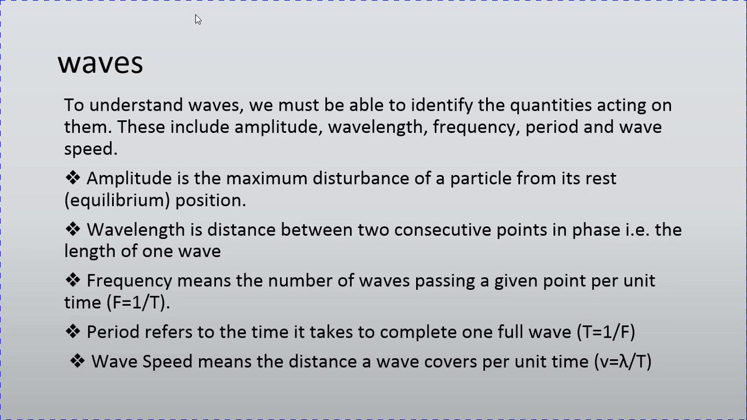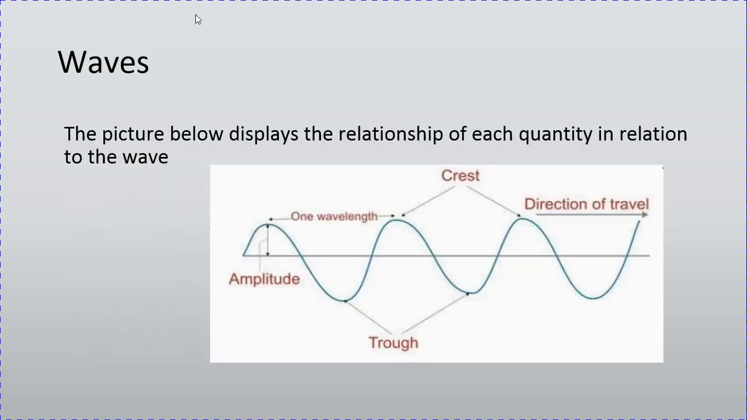Frequency means the number of waves passing a given point per unit time. The period refers to the time it takes to complete one full wave. Wave speed means the distance a wave covers per unit time. These are all the terms associated with waves: amplitude, wavelength, frequency, period, and wave speed.